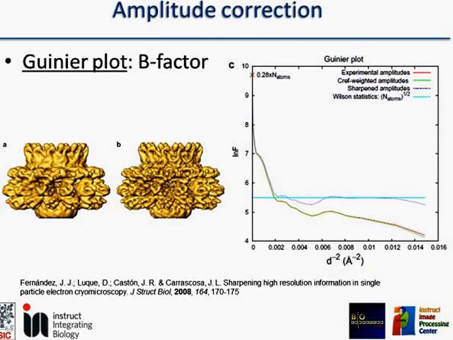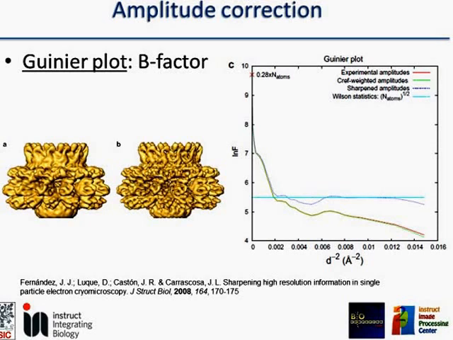Another possibility to perform the amplitude correction is to go to more theoretical background. It is known by Wilson statistics that if you plot the logarithm of the intensities of the Fourier coefficients as a function of the resolution squared, so this is angstrom to the -2 instead of angstrom to the -1 as normally the frequency, it is known that for Wilson statistics, which are the statistics related to atomic structures, the Fourier coefficients should have a constant value.